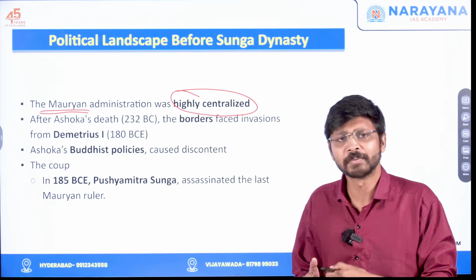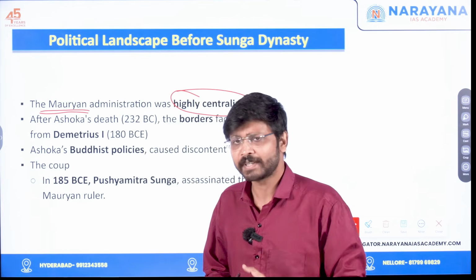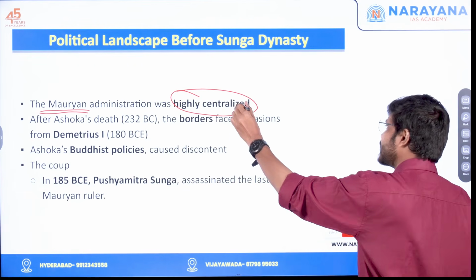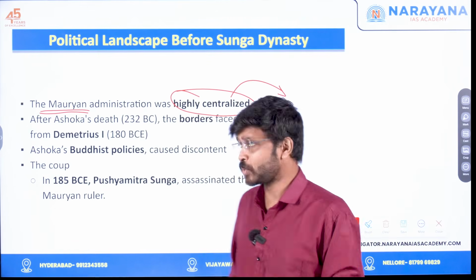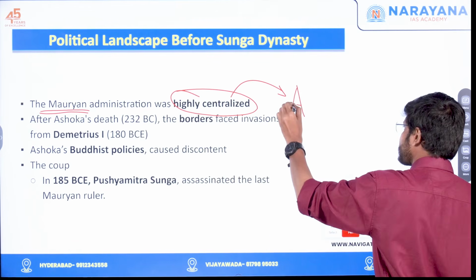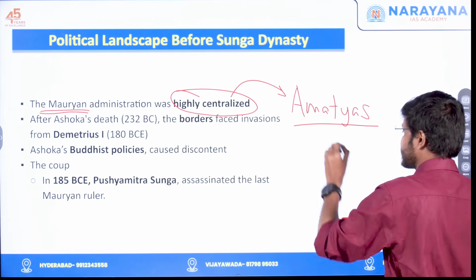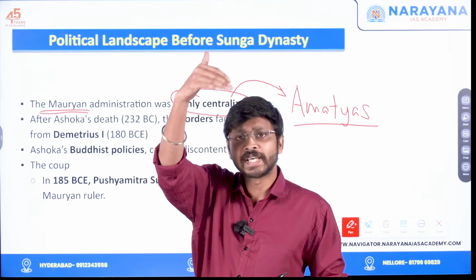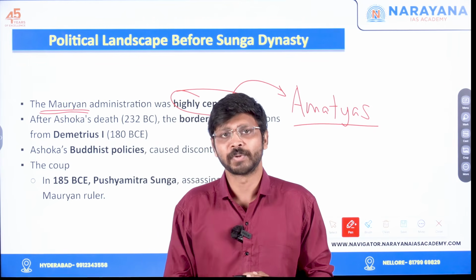What is the problem if an empire is highly centralized? Let's take the Mauryan Empire itself. If it is highly centralized, everyone has to report to the king. Amatyas, who were the ministers dealing with the high profile things, had to report to the king himself. So provincial administration was a little weak during this Mauryan Empire.